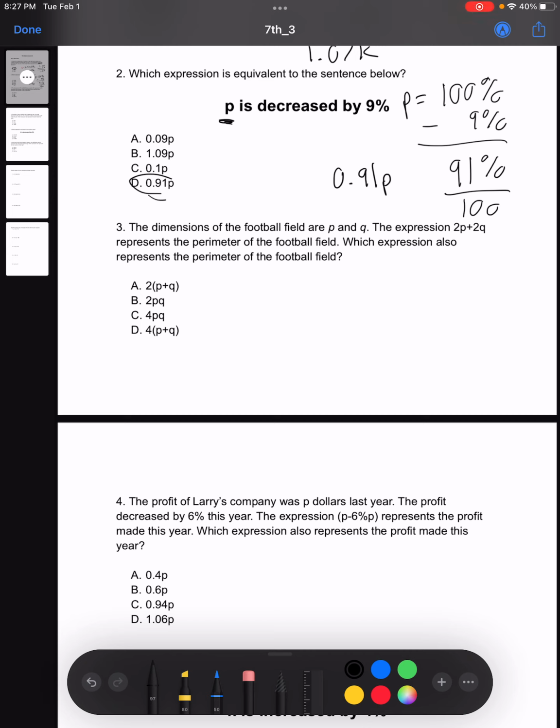The dimensions of the football field are P and Q. The expression 2P plus 2Q represents the perimeter of the football field. Which expression also represents the perimeter of the football field? Well, if we look at the expression 2P plus 2Q, we can recognize that they have a similar coefficient of 2, meaning that we can factor out a 2 from the expression, making our equivalent expression 2 times (P plus Q). We can double check that these are the same thing by multiplying back in the 2. Doing that gives us 2P plus 2Q, which is the same thing. So that makes our answer A.